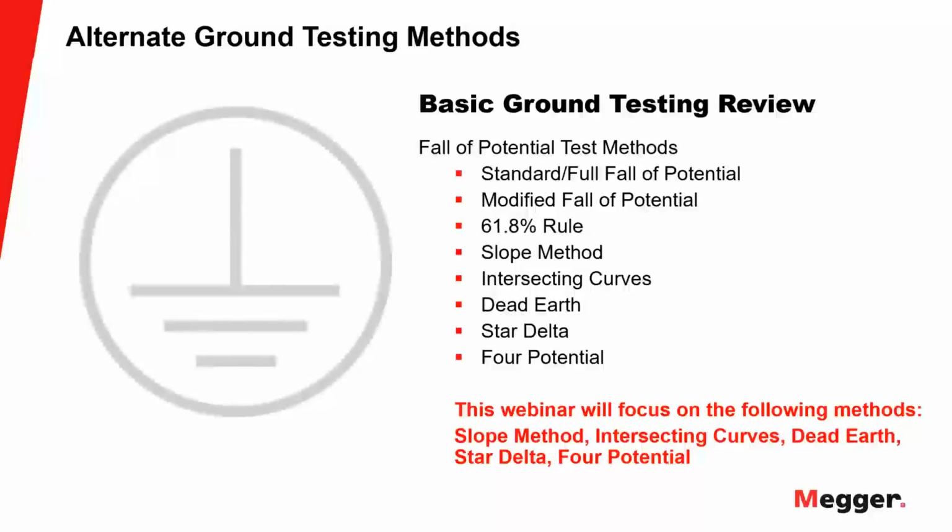Then simplified or modified fall of potential. That's just the same thing, but with a few steps condensed to save time and energy. And then the 62% rule, that is the real quick one where you just take one measurement, but there are limitations on where you can use it. So we've already discussed those in our initial webinar.